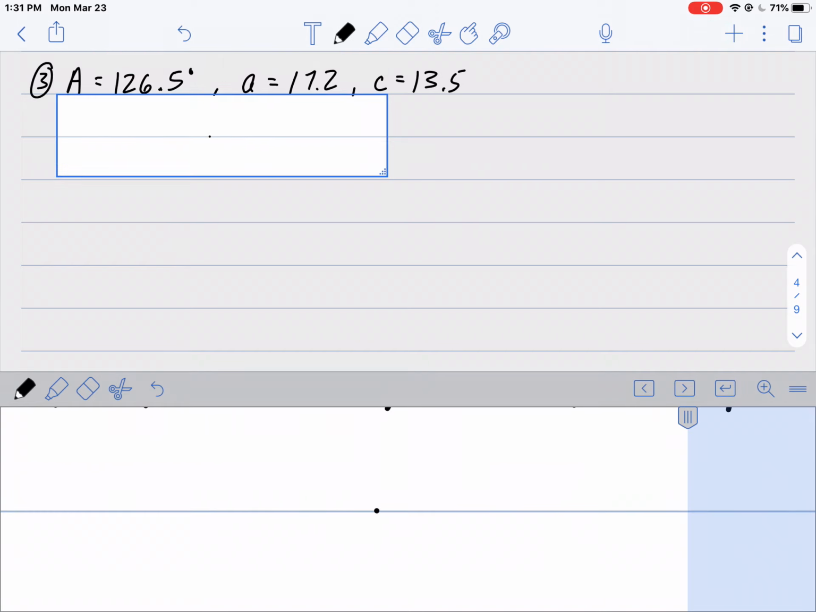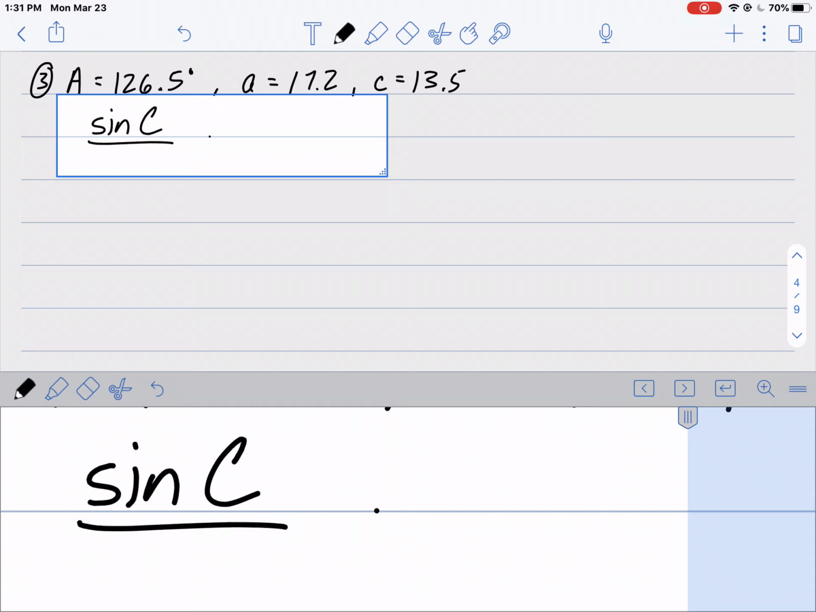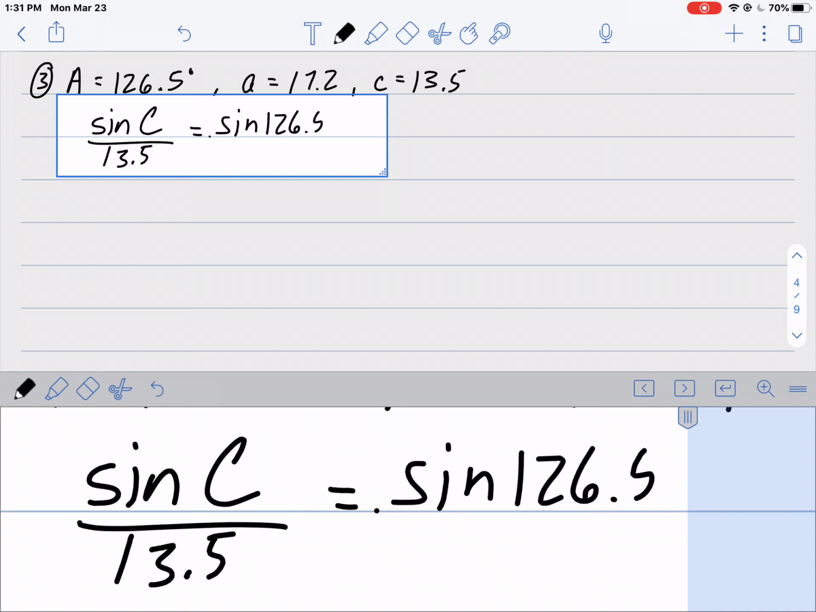So the first piece of information I'm going to find, knowing angle A and side A, and knowing side C, let's find angle C. Okay. So angle C, take the ratio of the sine of C to C, and then set that equal to the sine of A over A. So again, we're using one of the ratios where we know both pieces, A and angle A. And then we're setting up the other ratio depending on which piece we know. We know side C. Let's find angle C.